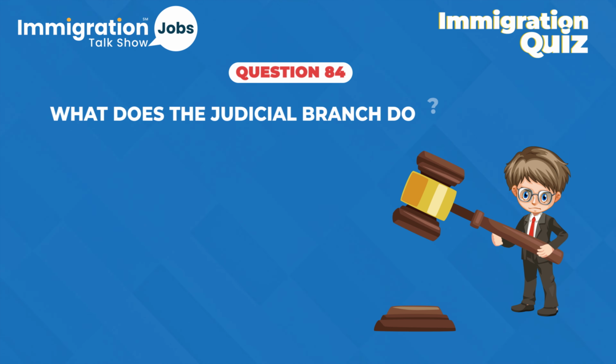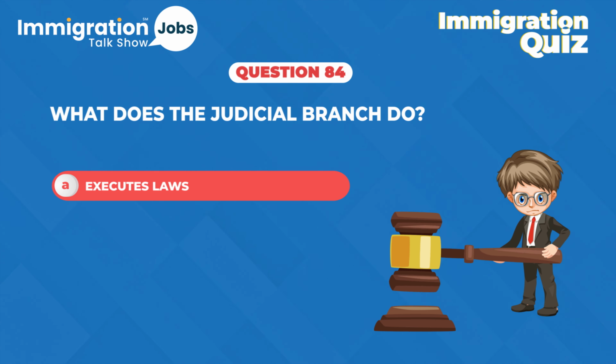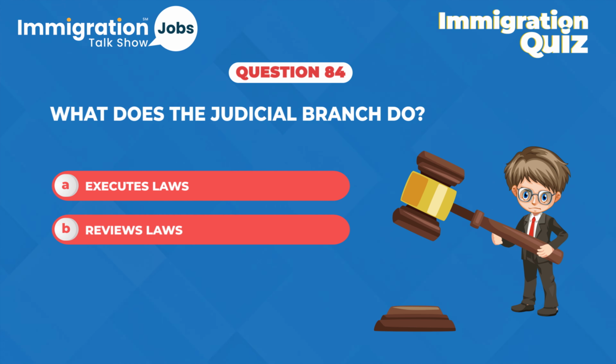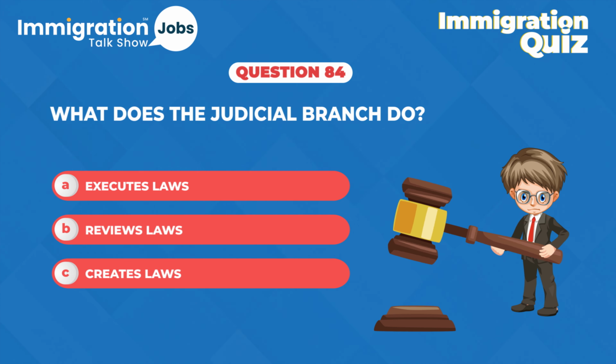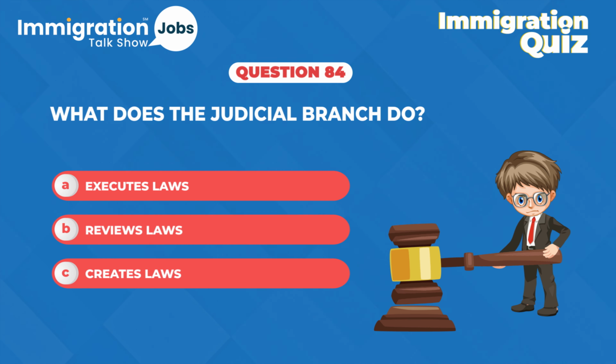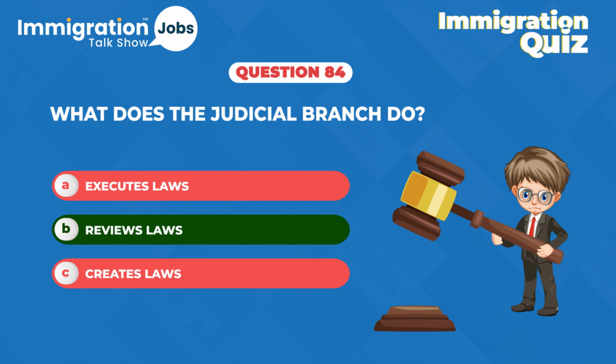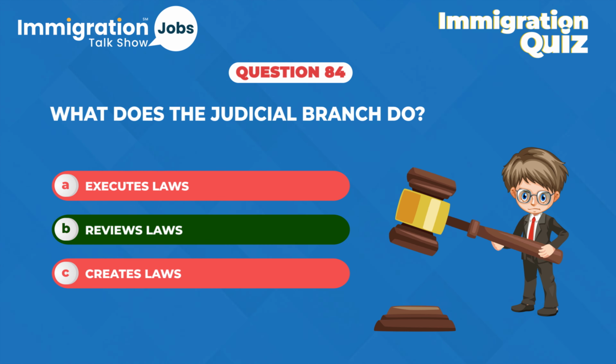What does the judicial branch do? Option A, executes laws. Option B, reviews laws. Or option C, creates laws. And the correct answer is option B, reviews laws.